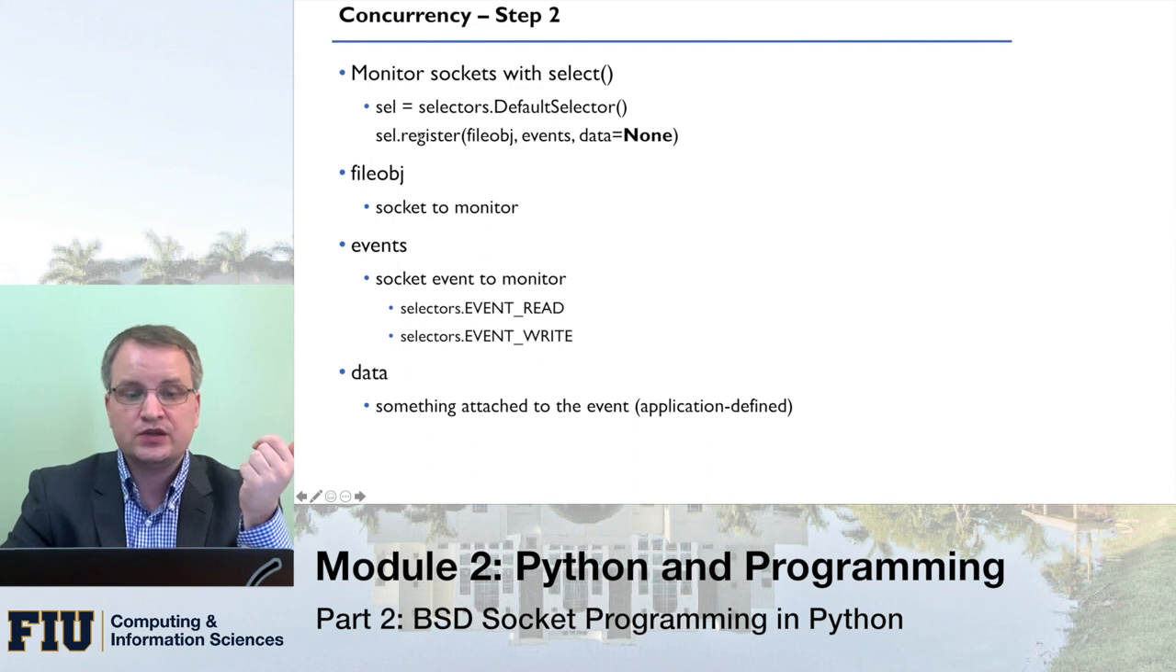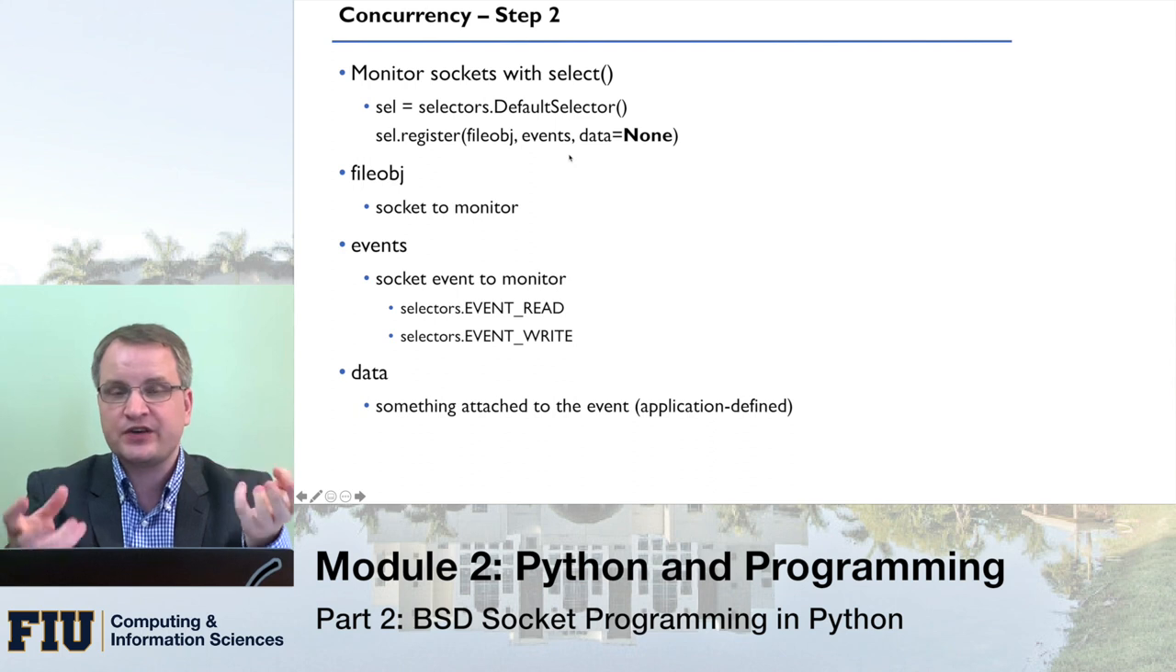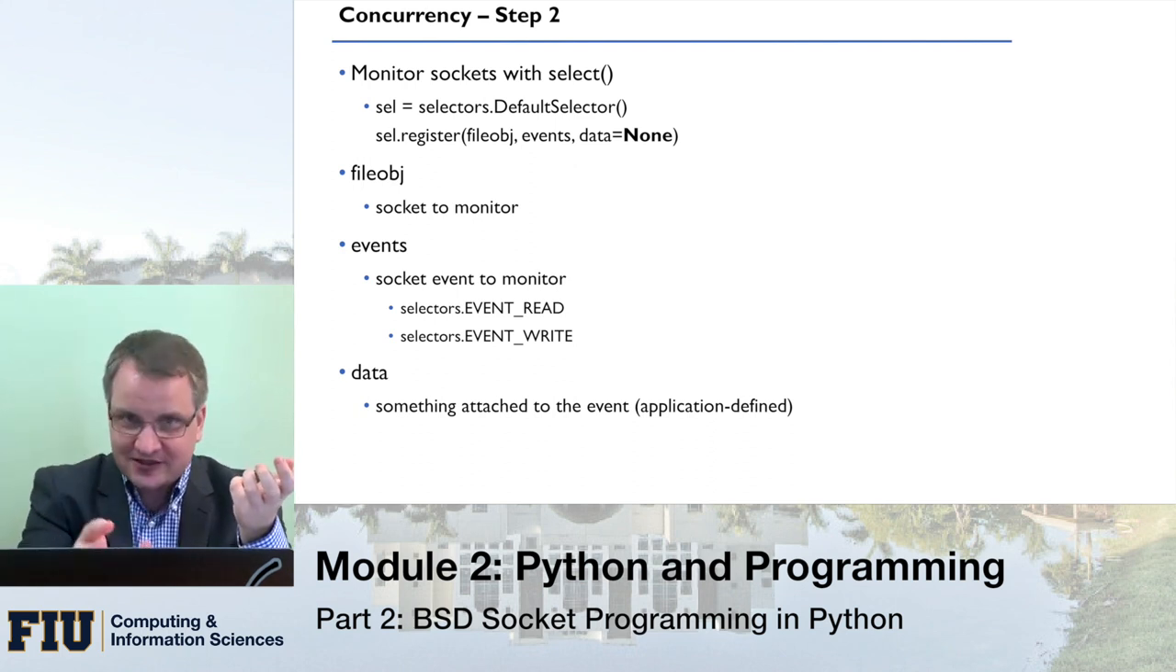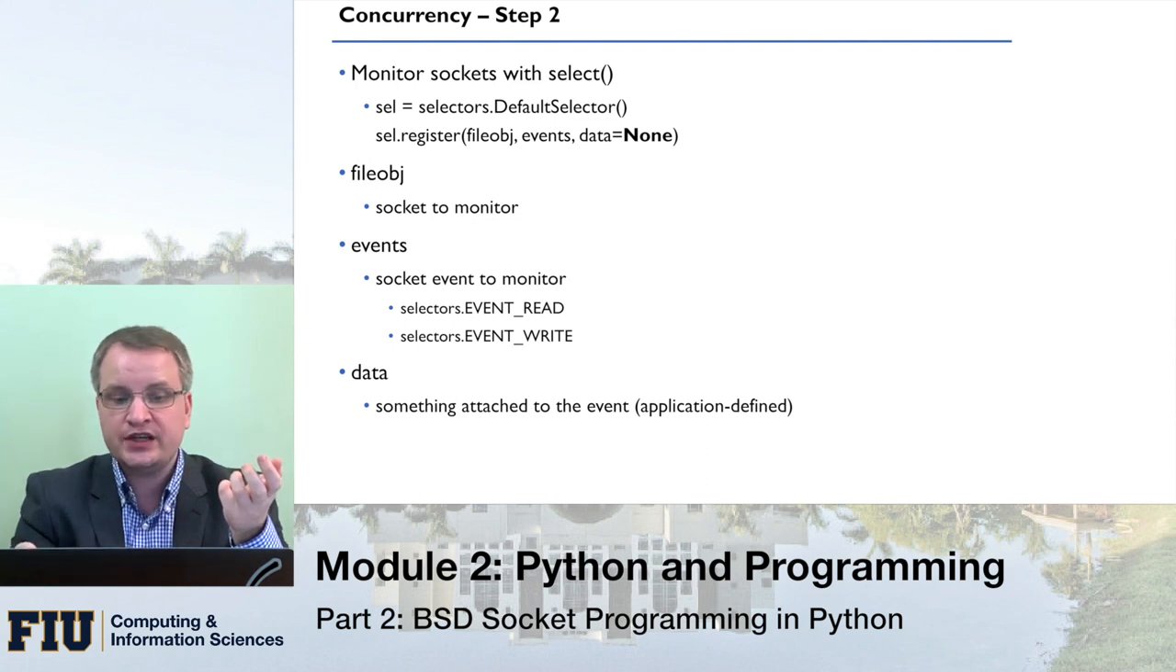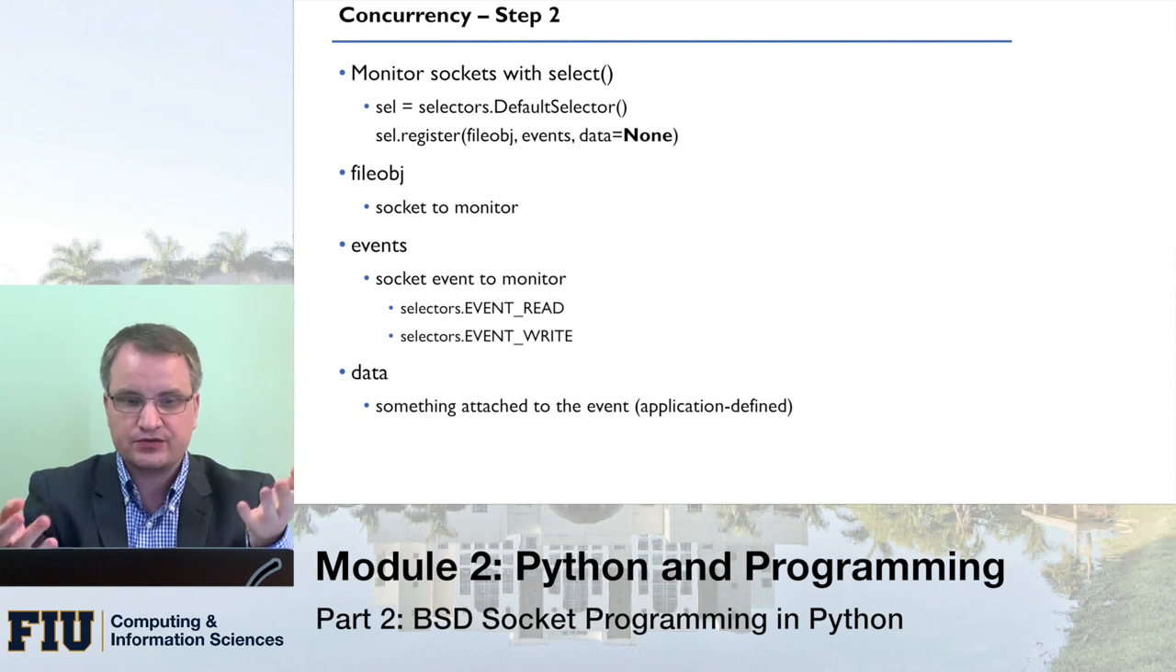And what you need to do is to register. In this case, it's defined as a file object, but the socket is some form of a file object. And events can be either event read or event write. So it will monitor whether the socket is available for reading, available for writing, or available for either of those operations. So you can register for a specific operation, or you can register for either of those operations.